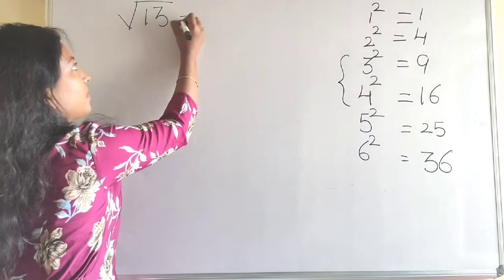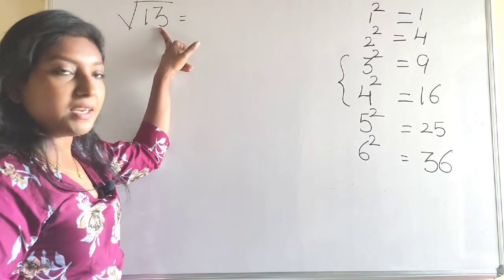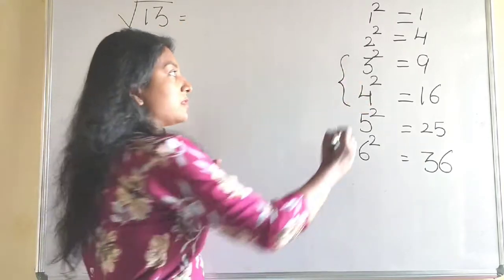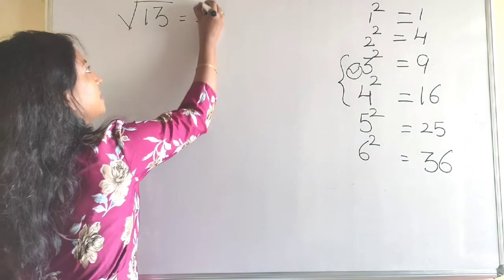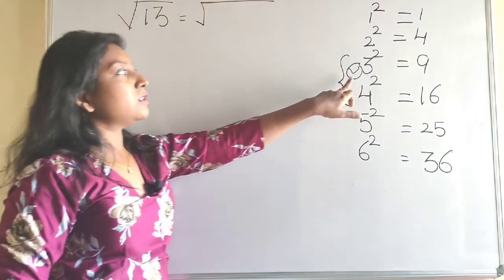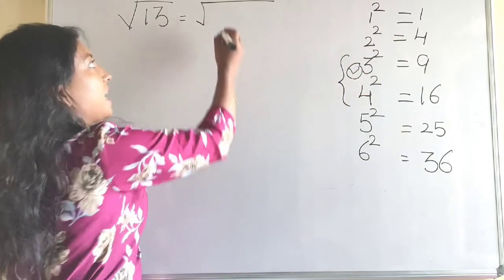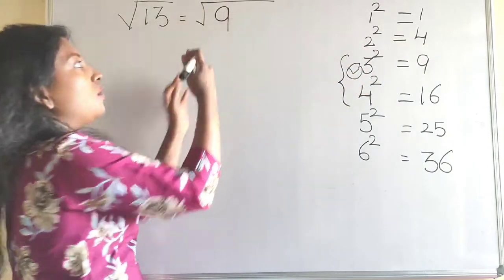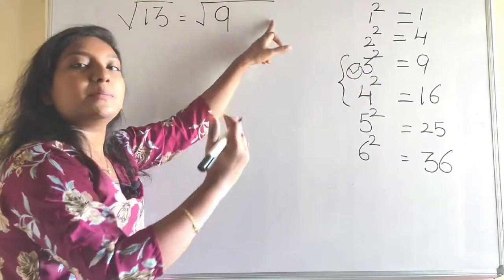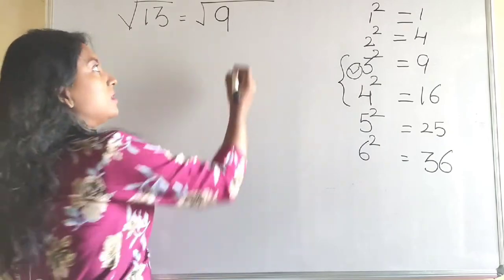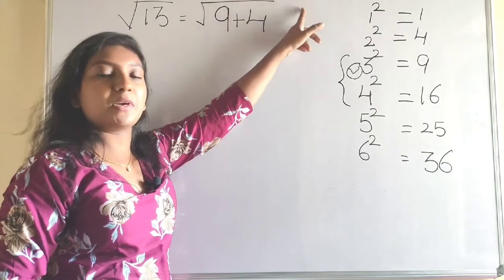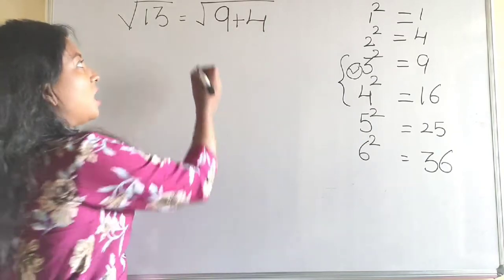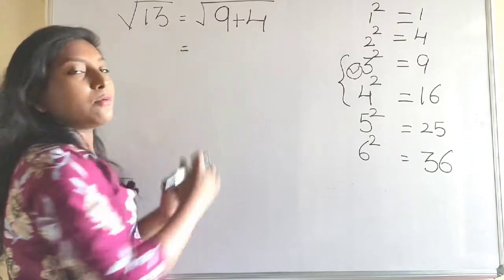Let us check. Here in the place of 13 we have to take the 3 square first. So I am taking this first, that is 3 square. Take the square root. So 3 square how much? 9. Take 9. Still how much we have to add to 9 to become 13? That is 4. So I am adding 4 to this. Now it becomes root 9 plus 4 becomes how much? 13.